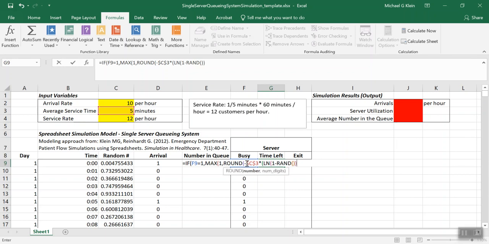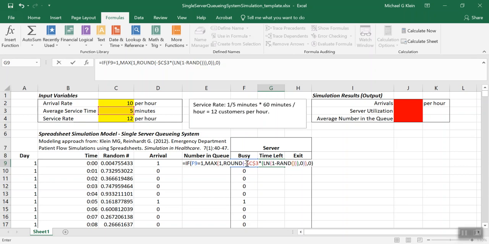Okay, so now what we'll do is close up the brackets as appropriate. Here, we're going to close up this part, but then we want to round to 0 digits. So we're going to put the 0 here. And then that's going to close out the max function. And then what we still need to do is, in the case that F9 is not equal to 1, that is, the server is not busy, then the time left that we want is going to be 0. And then after this, we just need to close the bracket. Okay, that completes our formula for the time left at minute 0.